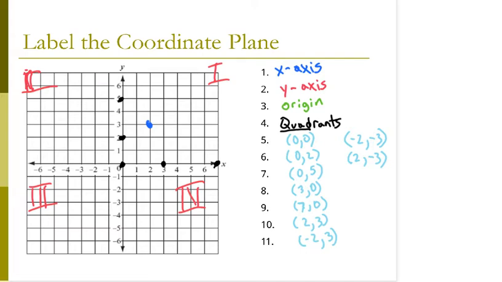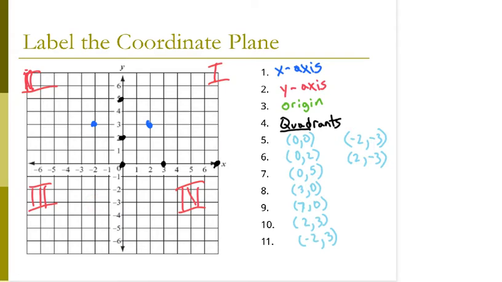Our next coordinate is negative 2, negative 3. So both values are negative. So that would happen only in the third quadrant. So x is negative 2 is here, and we need to go down to where y is negative 3 and end up here. So that's where our coordinate would go.